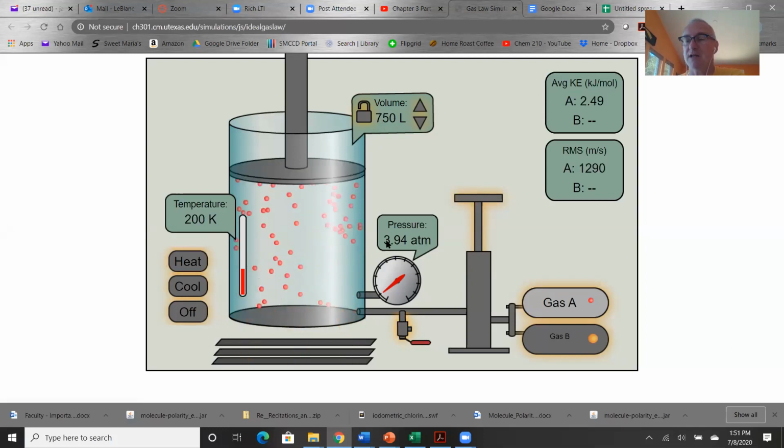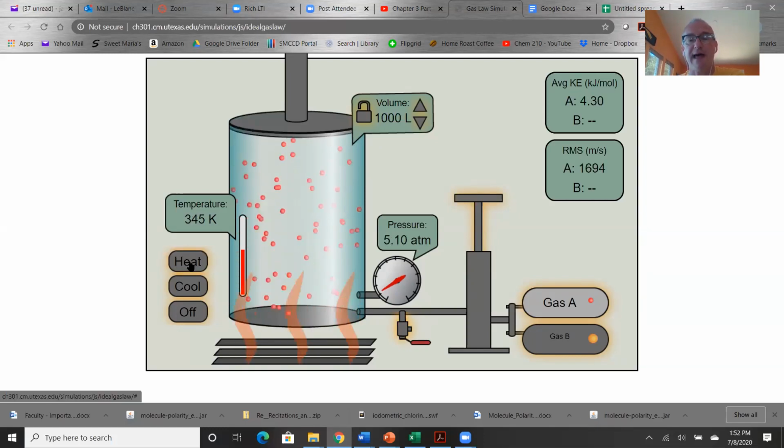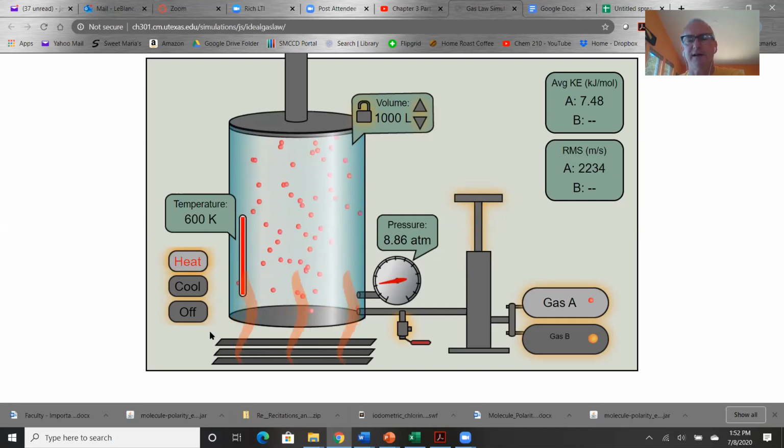And the pressure stays constant until, well, watch what happens, until I get to 1,000 and watch what happens to the pressure. It goes up and up and up till eventually, I think 600K is as high as I can go.